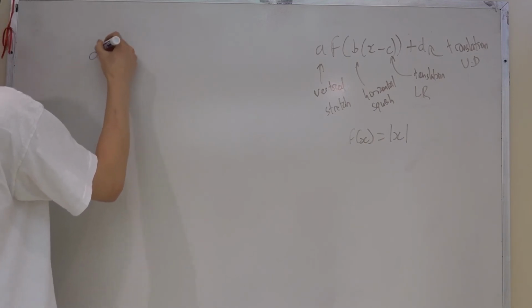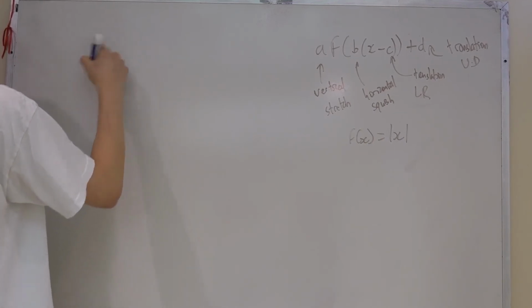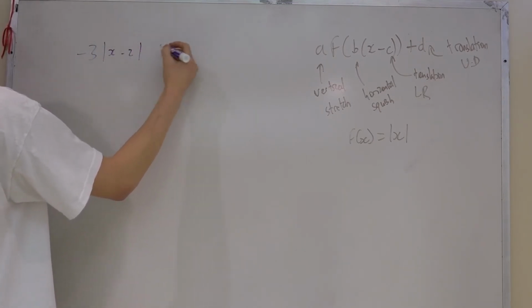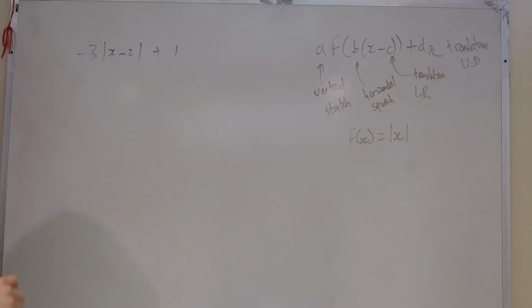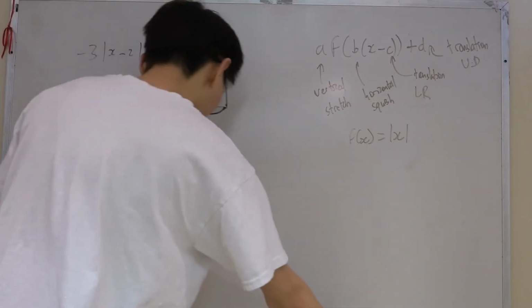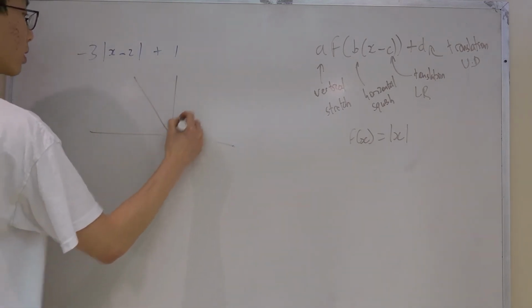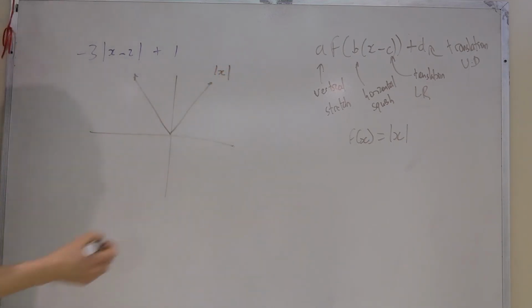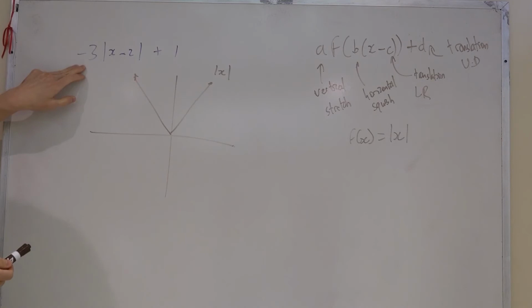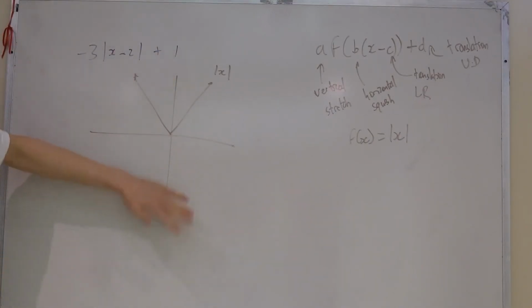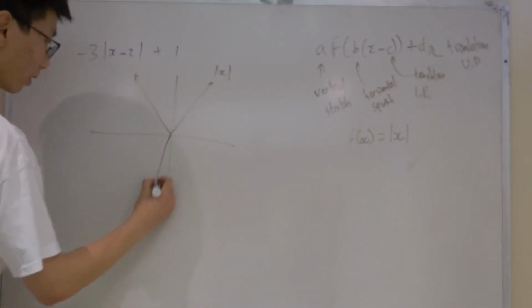Yeah, a times f. Okay, let's do negative 3 times the absolute value of x minus 2, plus 1. Okay, very simple example. We want to graph this. So let's just draw our parent graph first. This is what absolute value of x looks like. Okay. The negative 3 will stretch it vertically by 3, and it will flip it in the x-axis. So if we do that, it's going to look a little skinnier like that.